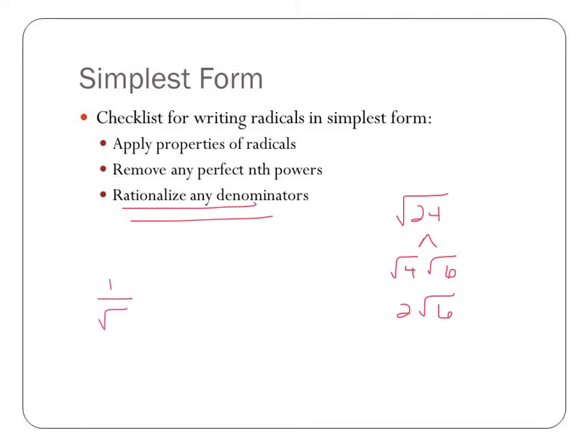An easy one: if you have 1 over the square root of 2, you cannot have a square root of 2 on the bottom. You can't have any radical on the bottom. And so we would rationalize the denominator by multiplying it by what's going to cancel that denominator.